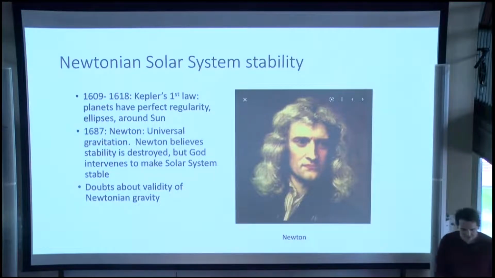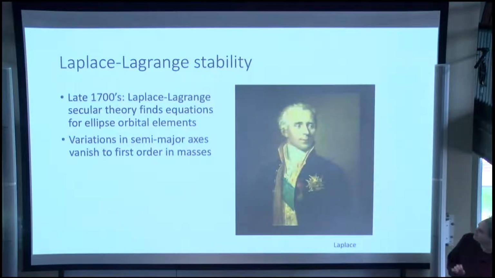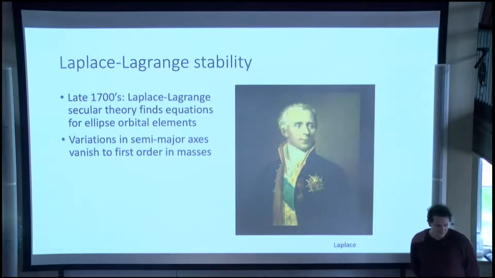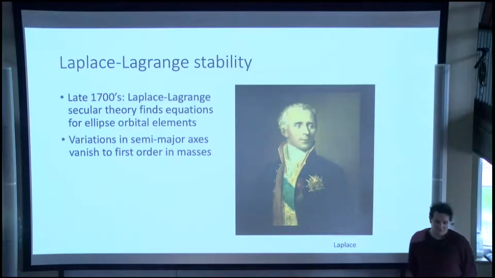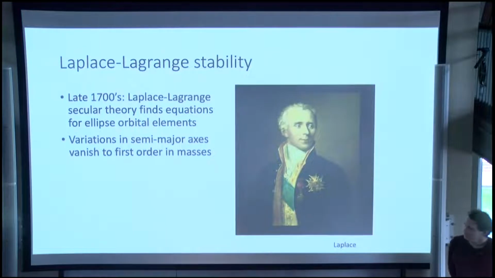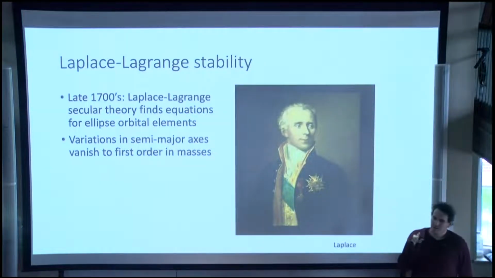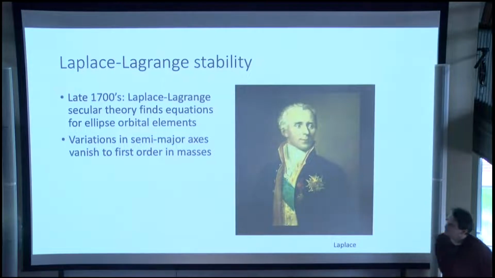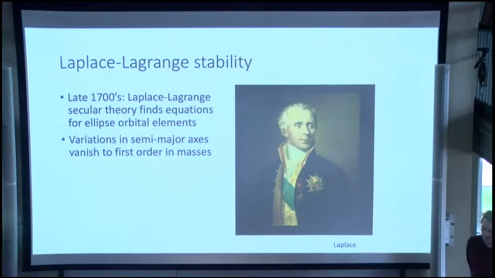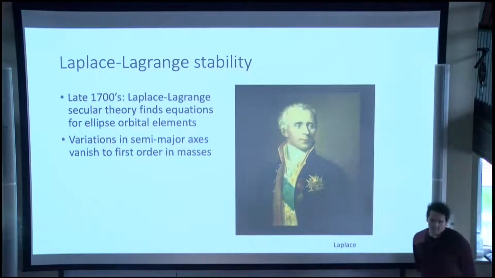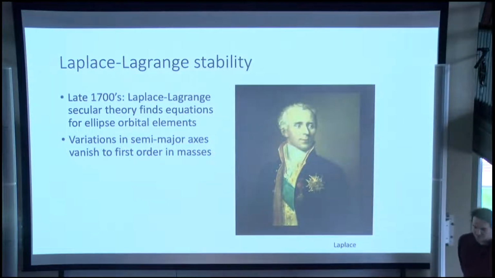At the time, Newtonian gravity was still not on firm ground. Then we have to wait a century for the next major development. The Newtonian differential equations are very hard to solve, but what Laplace and Lagrange looked at is how slowly varying orbital elements are changing. These are called the secular equations, and you can write these equations as a series in small parameters. What they found is that variations in the semi-major axes vanished to first order in masses. So this looks like a good sign for the solar system being stable.